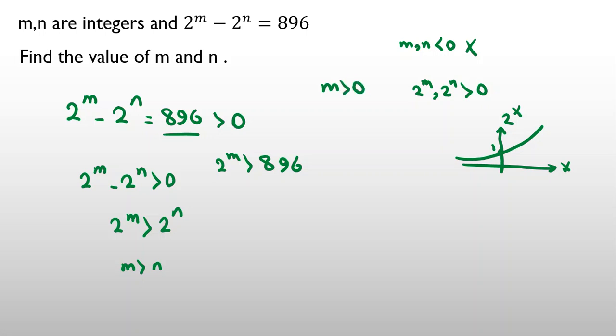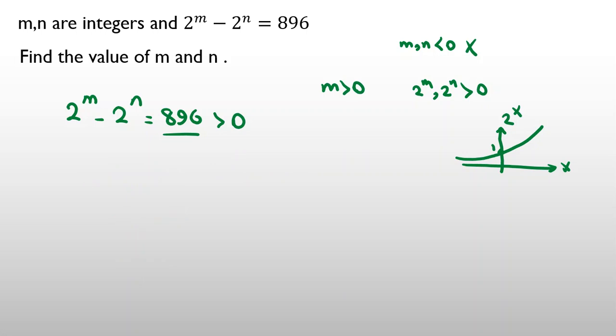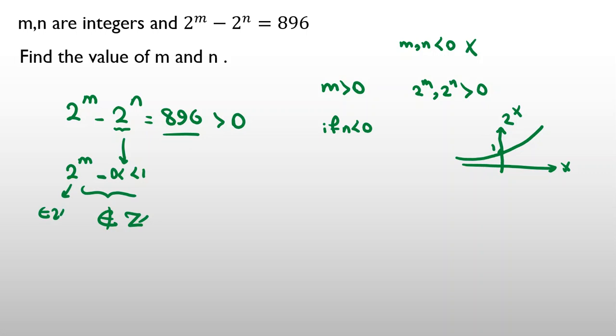Now, if N is negative, then what we have? 2 to the M is a positive integer. Fine. And 2 to the N will be a number between 0 and 1. So then it is not an integer, because an integer minus a number between 0 and 1 cannot be an integer. N less than 0 is impossible.